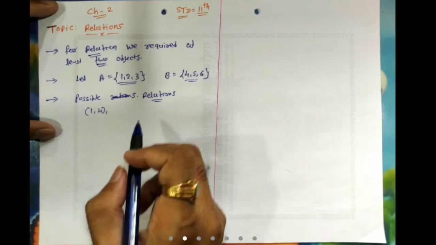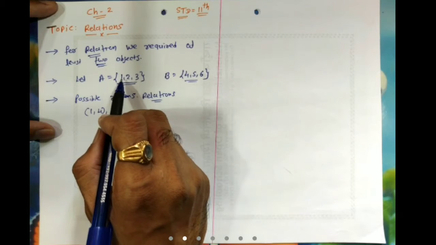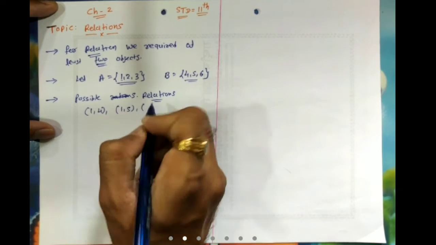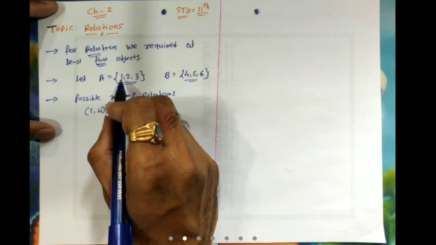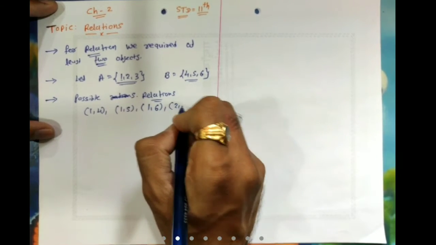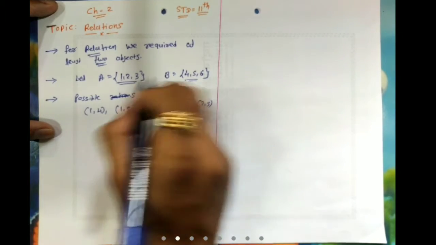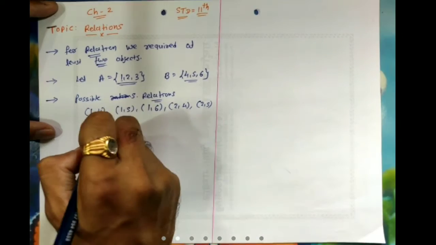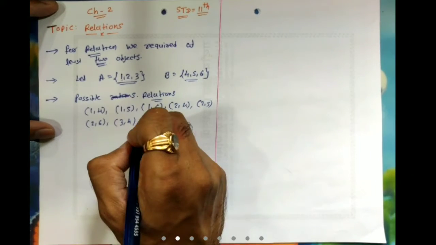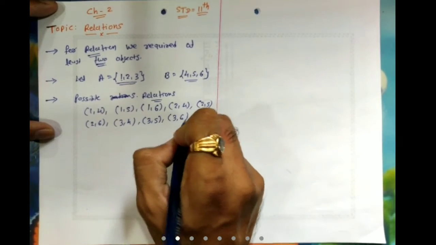There can be a relationship between an element of set A and set B, that is (1, 4), or 1 can be related with 5, so it's (1, 5). One can also relate with 6, it's (1, 6). It can be (2, 4), (2, 5). It can be (2, 6), or it can be (3, 4). It can be (3, 5), or it can be (3, 6).